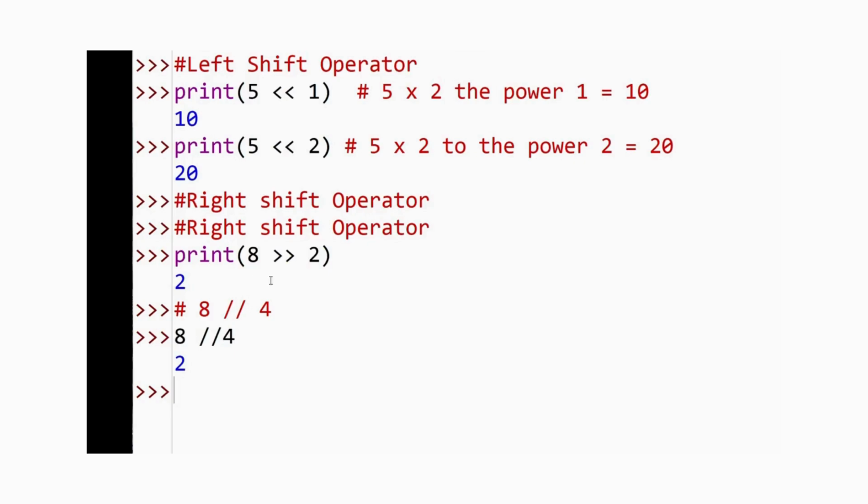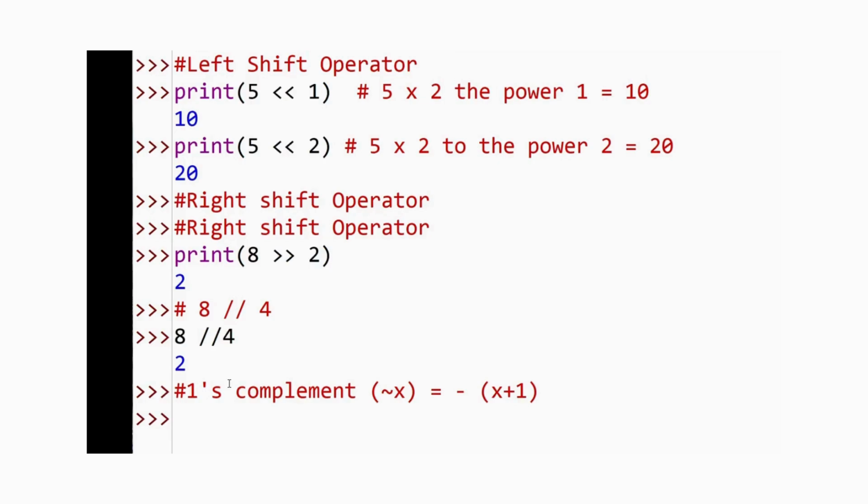Next what? One's complement. What is the formula? Tilde x. Okay, tilde x is the formula. What is the formula? Tilde x equal to minus of x plus 1. This is the formula.